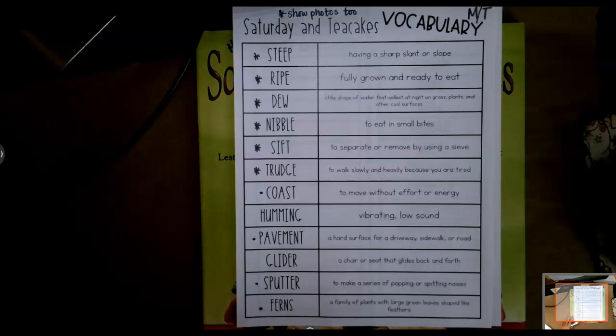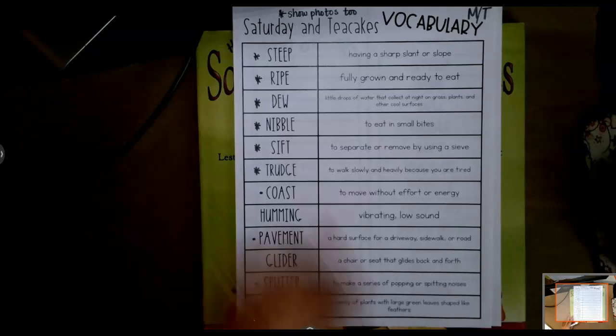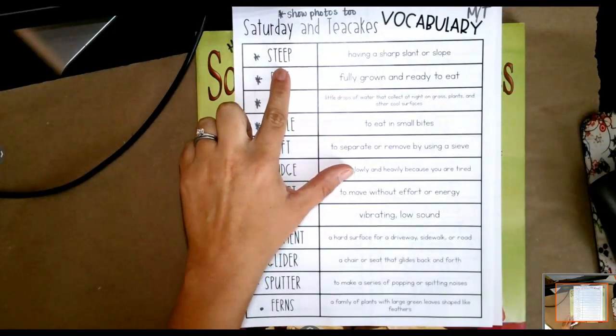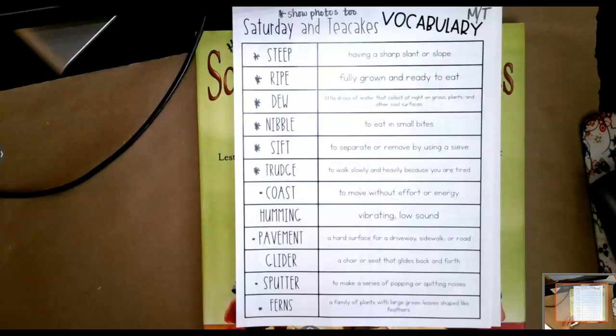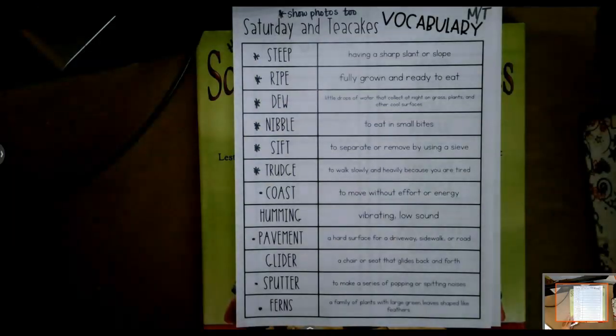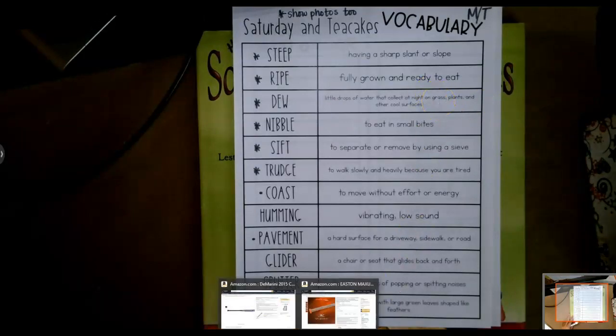So first, let's go over our vocabulary words that you will hear in our story, which is Saturday and Tea Cakes. So the first word is steep. Steep is having a sharp slant or a slope. So think of a steep hill or a steep mountain. It's a very sharp slant, not a gradual slant, but a very sharp slant.